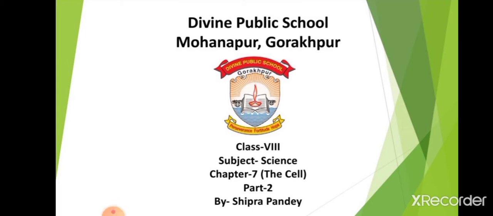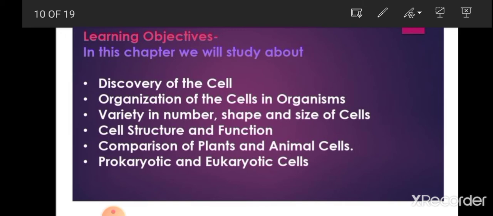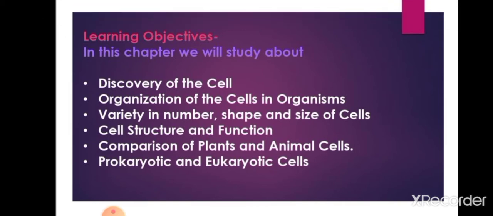Students, as we are discussing Chapter 7 of Class 8 Science, that is the cell, and this is the second part of this chapter. In the first part of the chapter, we have studied about the discovery of the cell, its organization in different organisms, and variety in number, shape, and sizes of cells. Now, in the second part of this chapter, we will study about cell structure and function, comparison of plant and animal cells, and prokaryotic and eukaryotic cells.